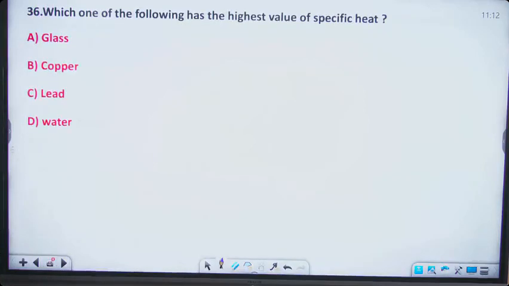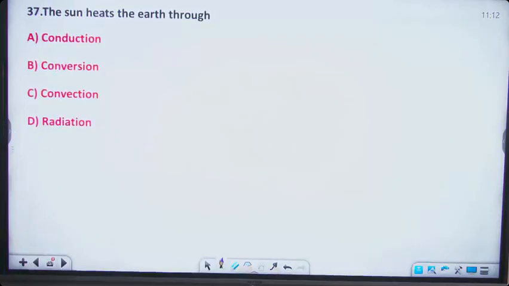Which of the following has the highest value of specific heat? Water has got high specific heat. That is the reason why water will take more time to get heated, and water will take more time to get cooled down. The sun is heating the earth through which particular phenomena? Right? It is because of the radiation phenomena.